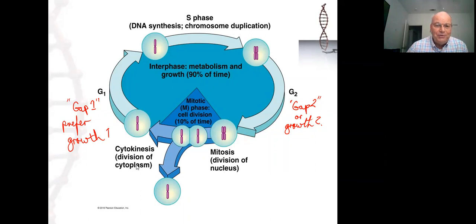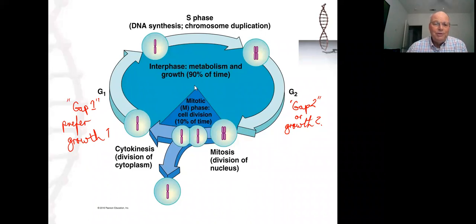Cytokinesis is division of the rest of the cell. So when the cell actually splits into two separate daughter cells, that's cytokinesis. But before that can happen, you have to separate the two copies of the chromosomes that you've created back here in the S phase of interphase. So there are three distinct steps in cell division.